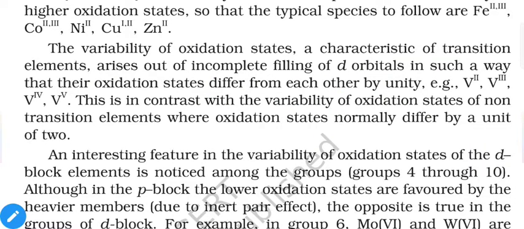As for example, here the example of vanadium is mentioned. It can show +2, +3, +4 and +5 oxidation states. All of them are sequential, whereas in p block elements they are alternate. You can get the example of oxygen as well. Oxygen can show -2 oxidation state in usual conditions, but it can show +2 and +4 oxidation state by releasing its electrons, up to +6 also.